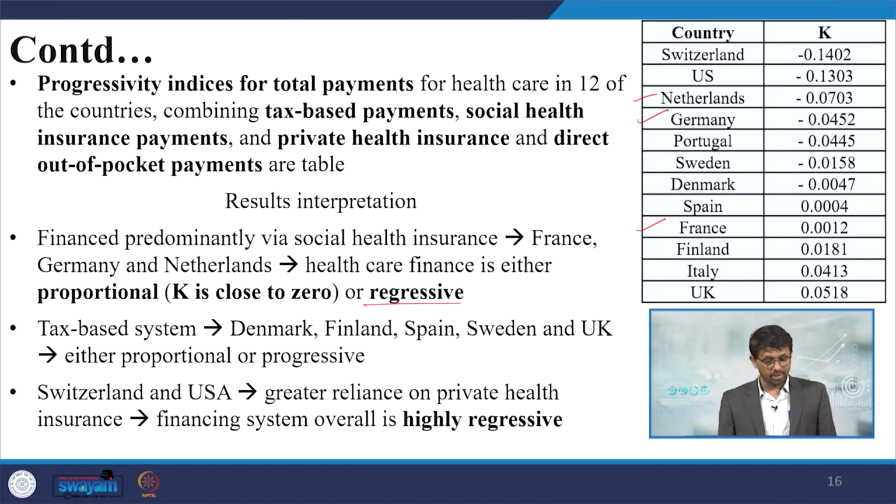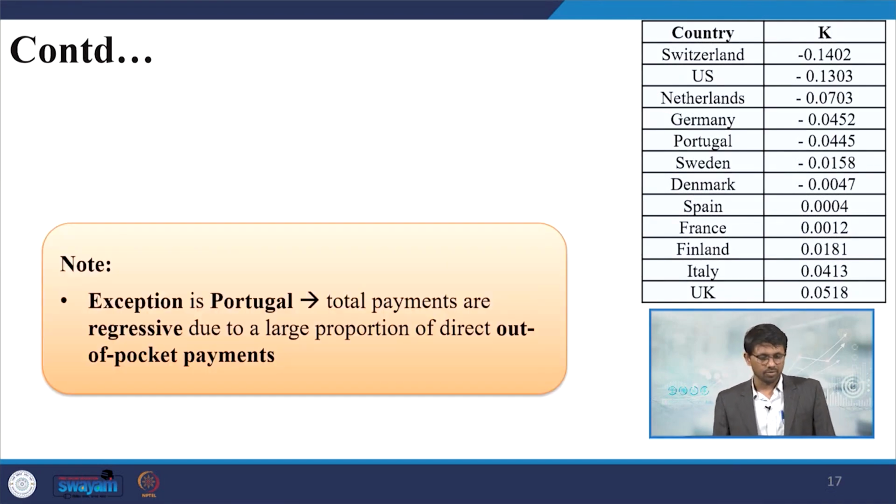In Switzerland and USA, there is greater reliance on private health insurance, and since the government or public policy intervention in the insurance market is very less, hence the financing system overall is highly regressive, since it is the private parties who are actually bearing the burden. So, reliance is largely on private health insurance.